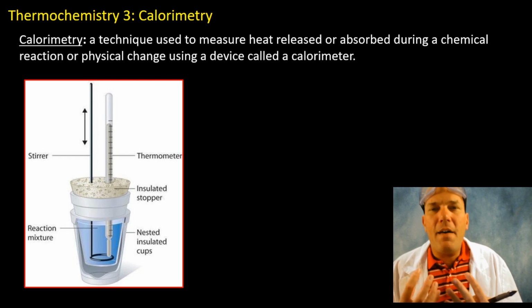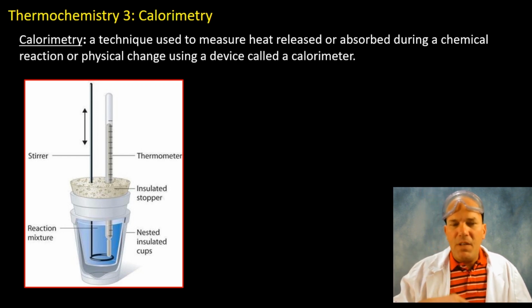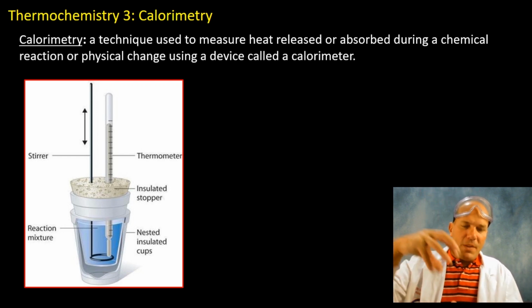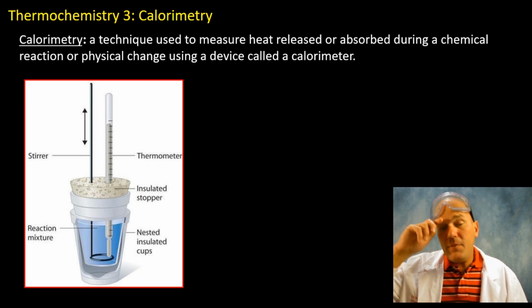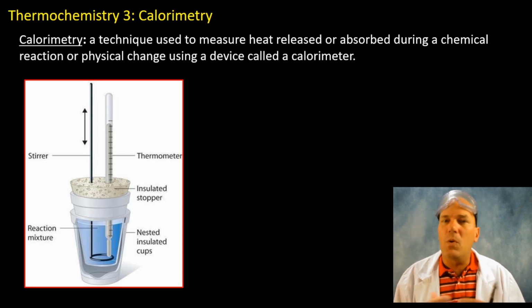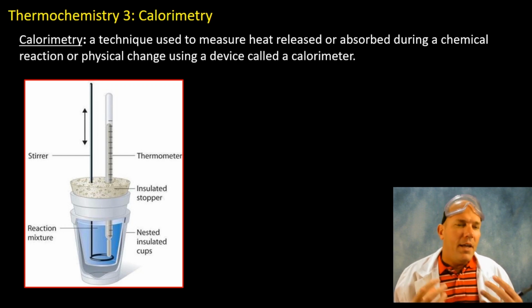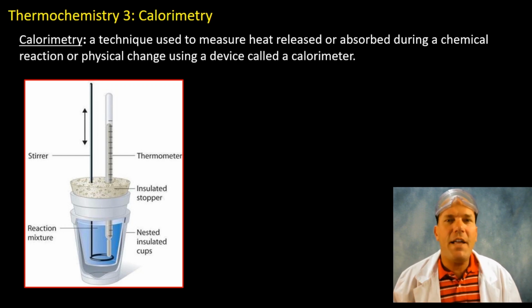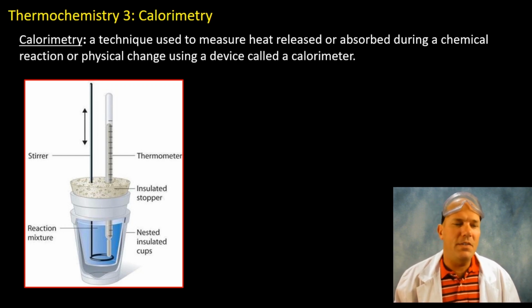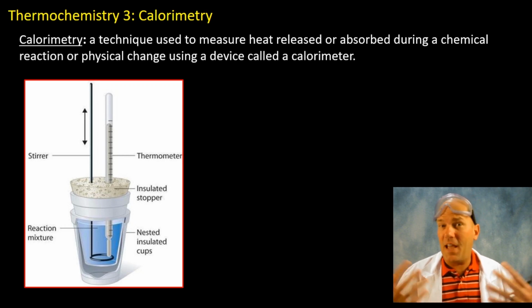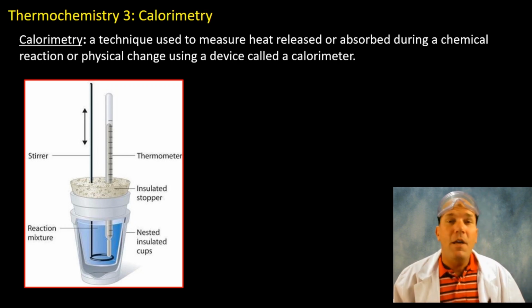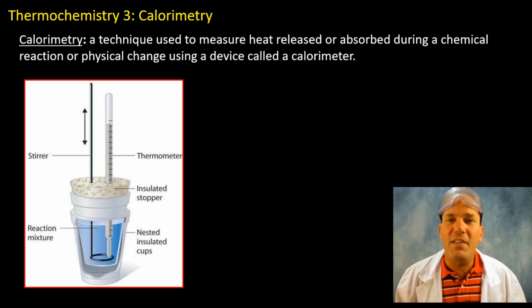So here we have two styrofoam cups. They are nested within each other. We have some sort of insulated stopper or lid. What we use in lab is we take a styrofoam cup, cut it in half and invert it, and that becomes our lid. And you would be shocked at how accurate these types of calorimeters are, because there are much fancier versions.